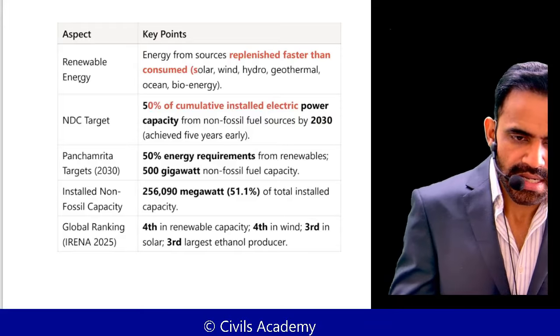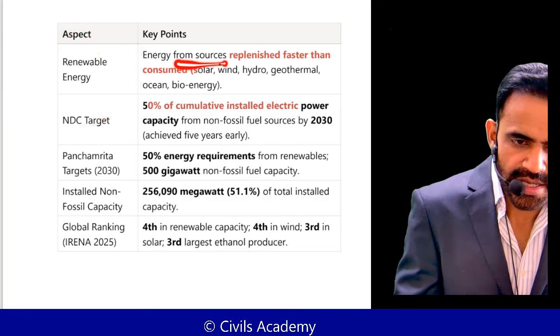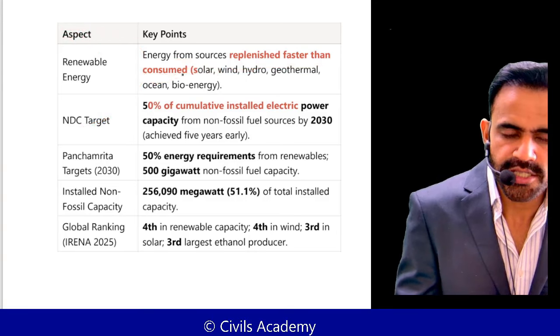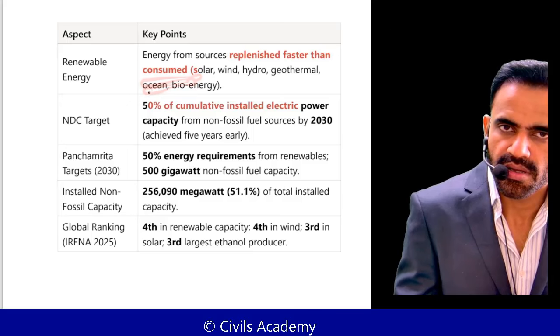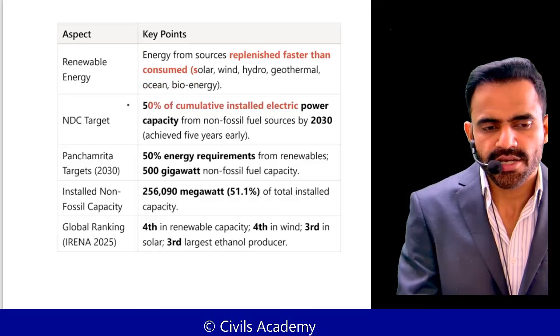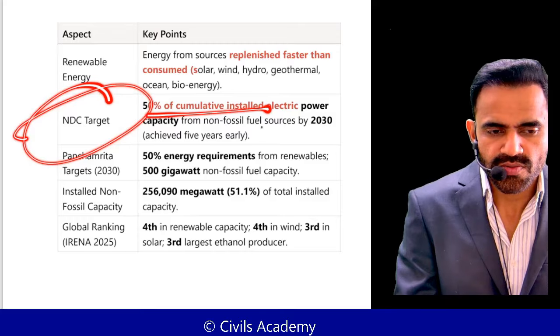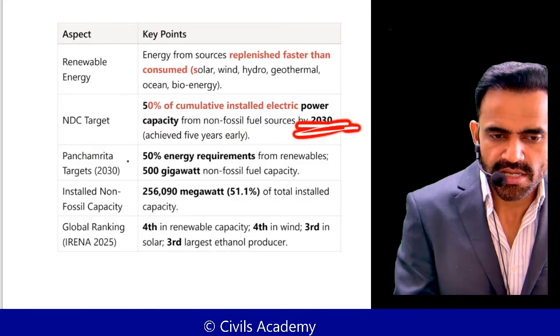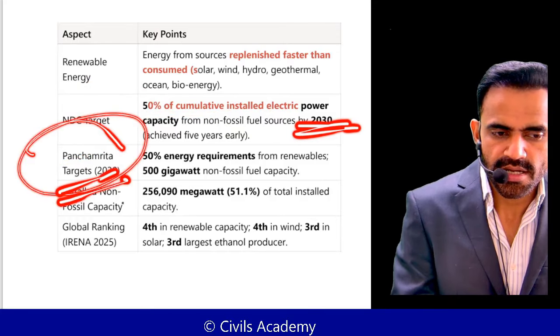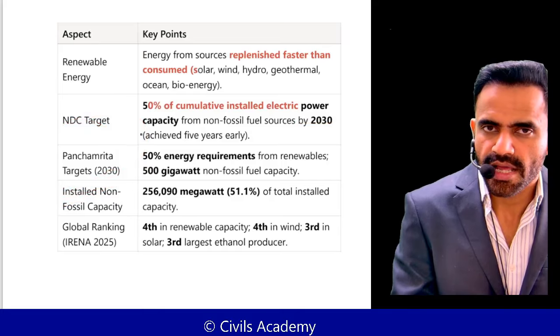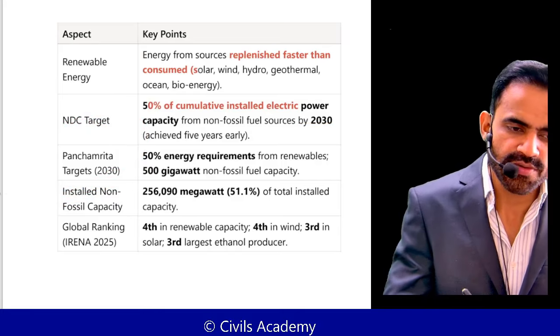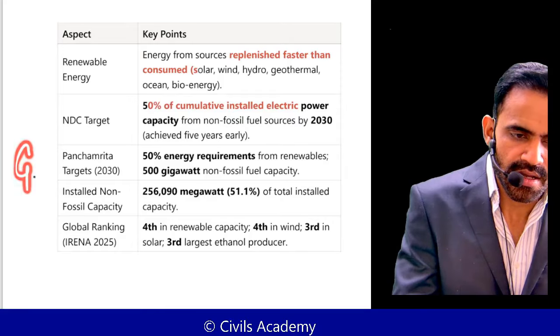Okay. Now, renewable energy is energy from those sources where replenishment is faster than the consumption. Okay, that will be considered as renewable energy. What is our target? The target is 50% of the installed capacity by 2030. This is explained in the Panchamrit target. Panchamrit basically refers to 5 targets which were specified in the Glasgow summit.